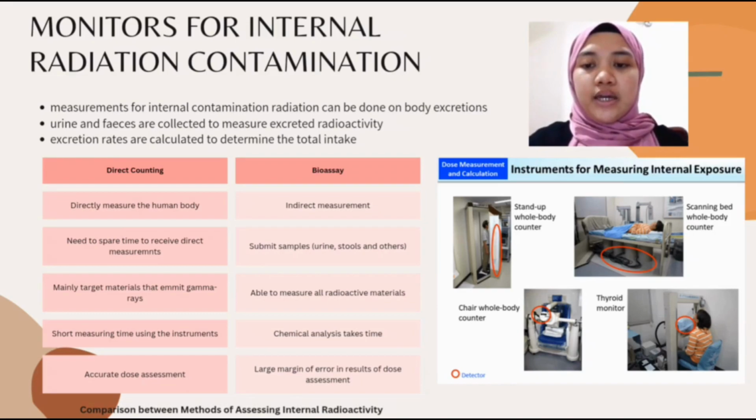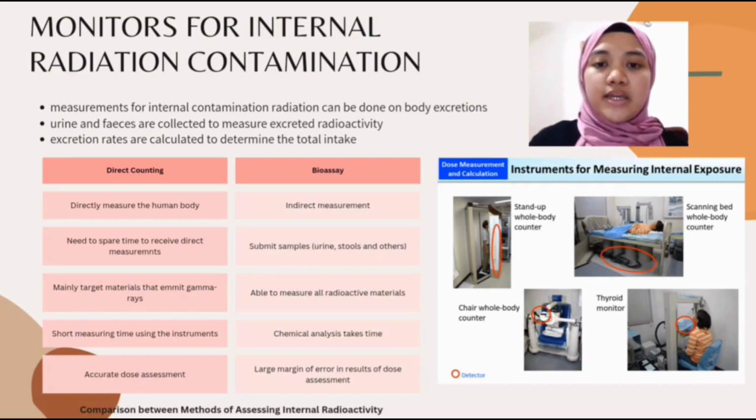So, we have the comparison between methods of assessing internal radioactivity. For direct counting, we directly measure the human body, while bioassay is an indirect measurement. For direct counting, you need to spare time to receive direct measurements, while for bioassay, we submit samples such as urine, stools, and others.